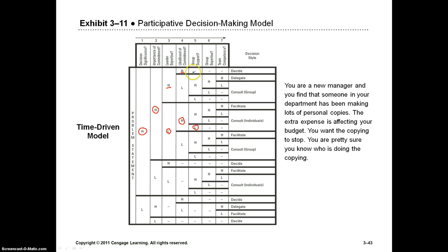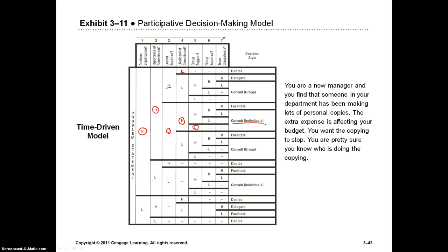So actually, we wouldn't need to answer that if we had followed this pathway. Following the pathway that I've been circling, we end up being done here as well. We don't have to ask about group expertise. We don't have to ask about team competence. So following this pathway, we end up with consult individuals.